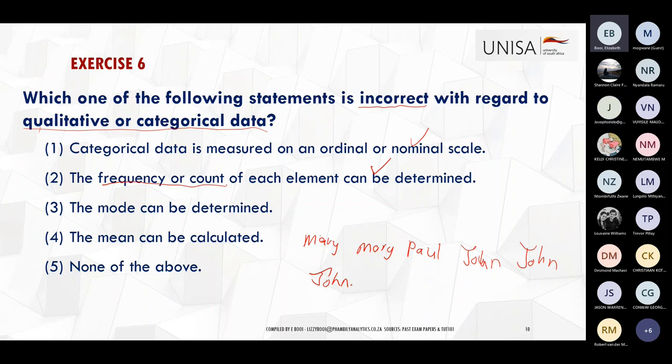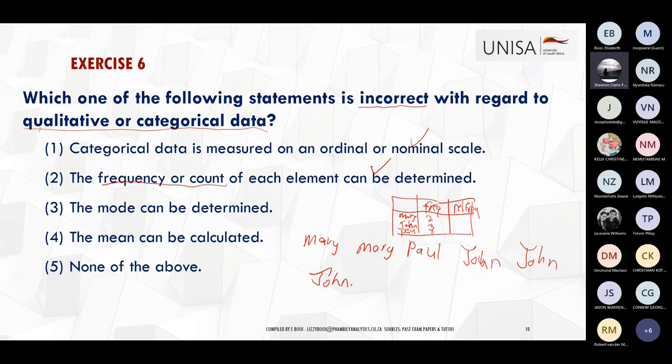Remember, your frequency table, which is a summary table, will have Mary, John, and Paul. I can have my frequency here, and I can have my relative frequency here, or my percentage, depending on which one. So here I have 2 Marys in my class, 3 Johns in my class, and only 1 Paul. I can count the frequency of the categorical data. You just need to always remember that you need to think outside of the box as well. Are we able to determine the mode?